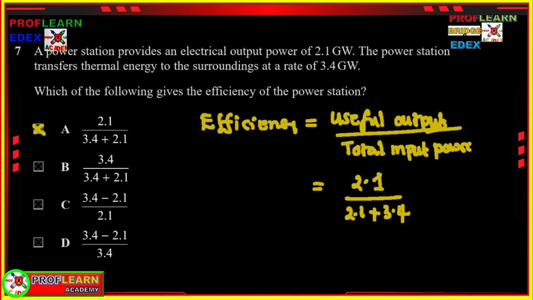A power station provides an electrical output power of 2.1 gigawatts. The power station transfers thermal energy to the surroundings, meaning some energy is wasted. Remember, efficiency is useful output over total input. The total input is going to be 2.1 plus 3.4. The useful output is 2.1 gigawatts. So if we divide, the option is X.